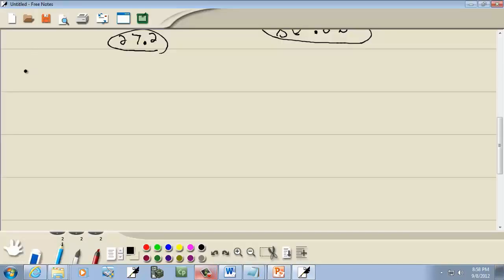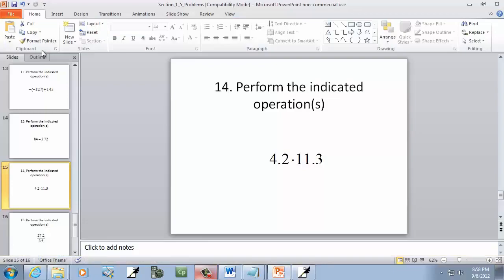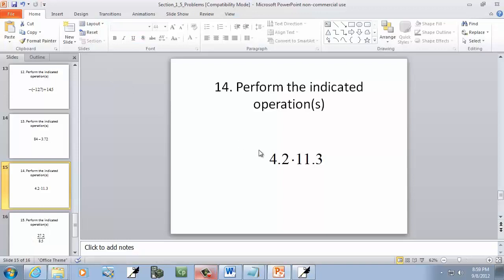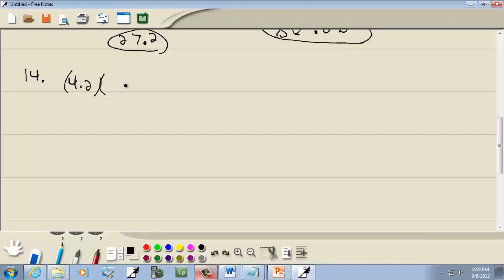Let's take a look at multiplication. So we got 4.2. And I should have had parentheses around that because that may look like a decimal place. And then multiply it times 11.3. Well, I'm going to put 11.3 up here, and I'll put 4.2 here. I like to put the one with the least amount of digits down below. There's only 2 digits there.